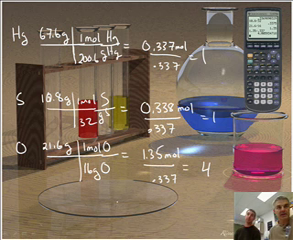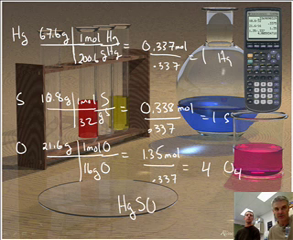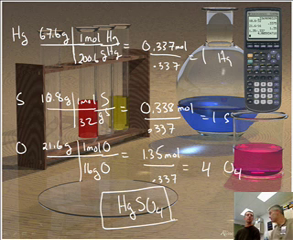Yeah. So essentially that means there's 1 Hg, 1 S, and there are 4 O's. So we'd say O4. So the real formula is HgSO4. That would be mercury(II) sulfate.